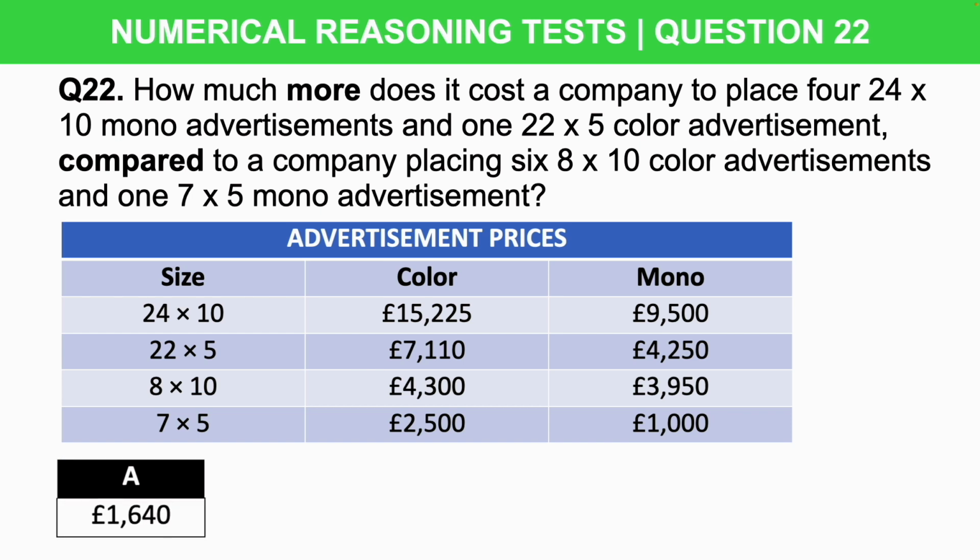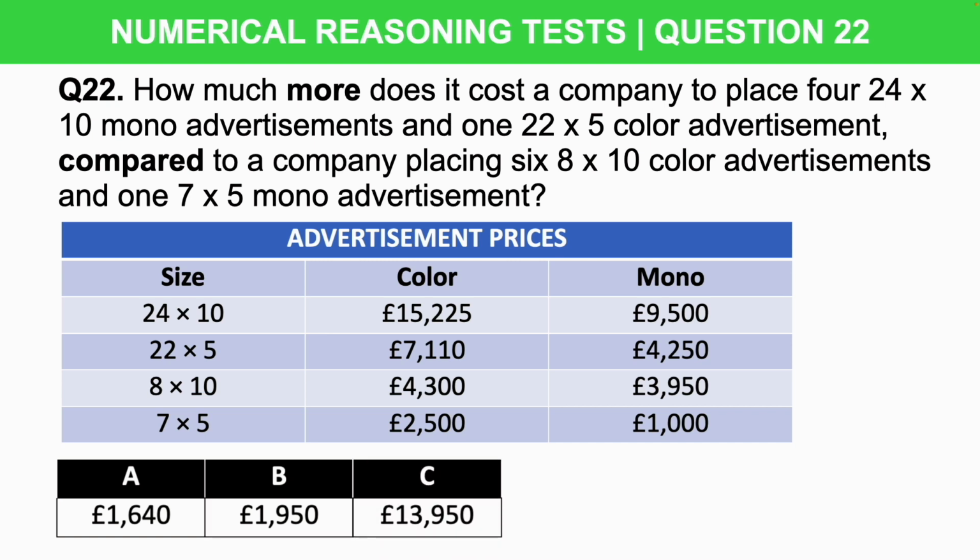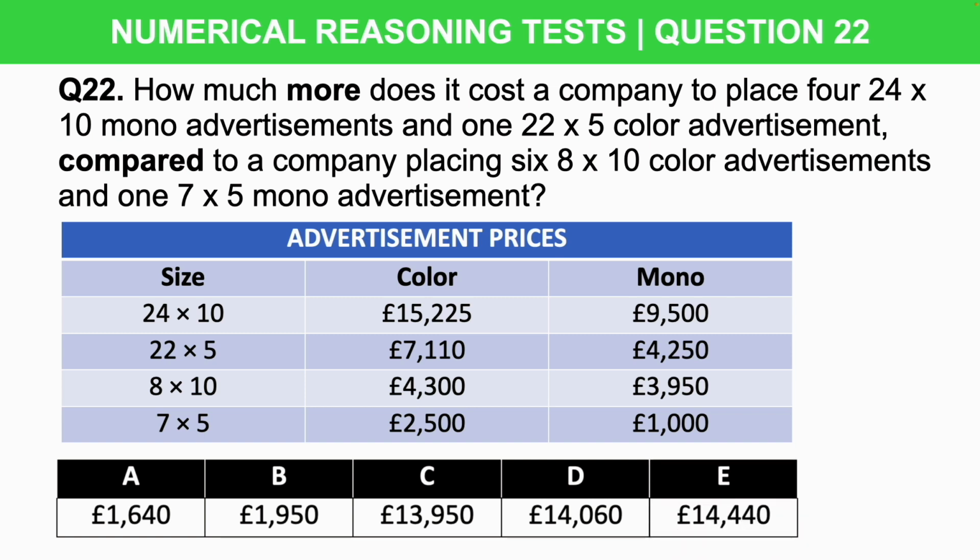Is it A, £1,640, B, £1,950, C, £13,950, or D, £14,060, or finally E, which is £14,440. So you'll see you don't need to work out any percentages to get your answer here. You have 30 seconds on the timer starting now.